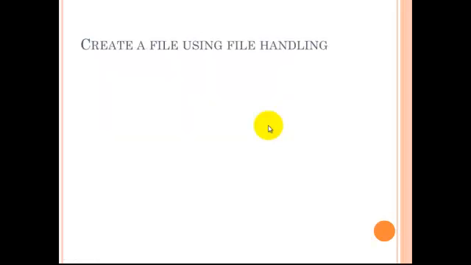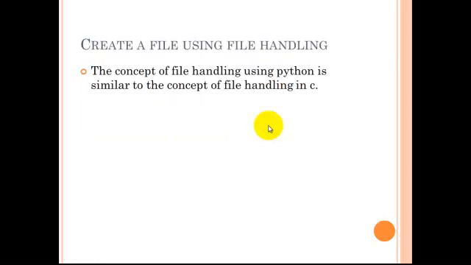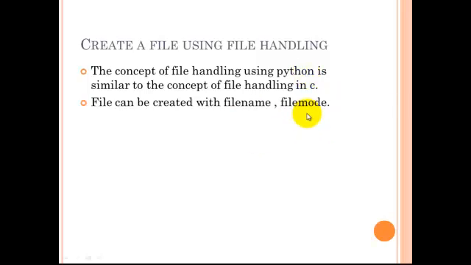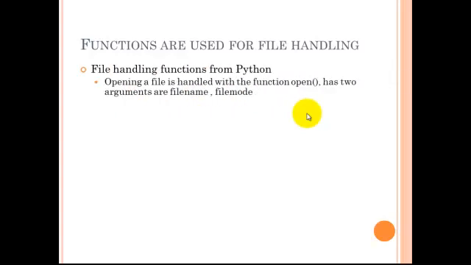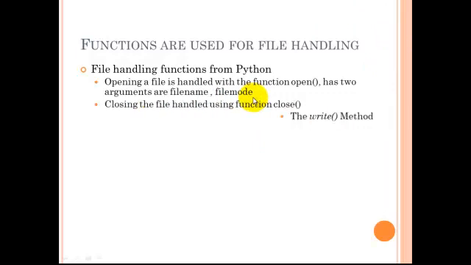Let us understand how we create a file using file handling functions. This is similar to the concept of file handling in C language. A file can be created with a name and mode, and the functions we use for file handling are as follows. Here we create the file using the open function, which has two arguments, file name and file mode. At the end we close the file by using the close function.